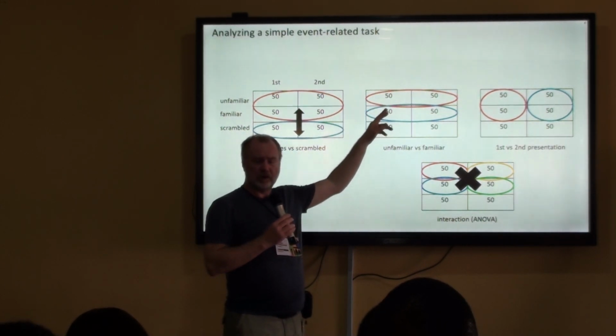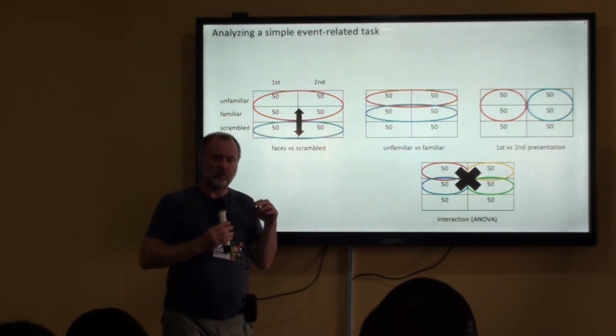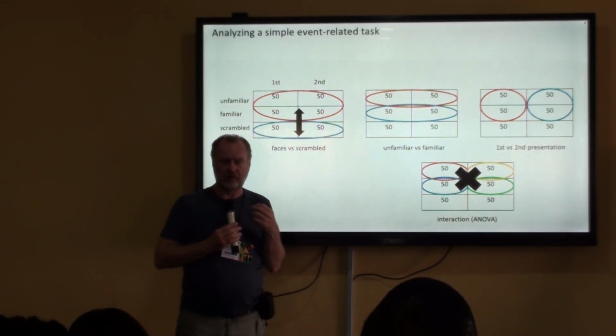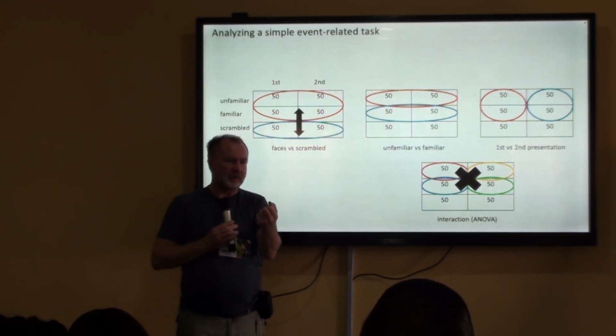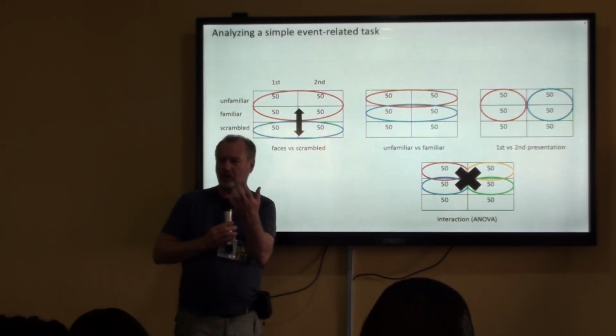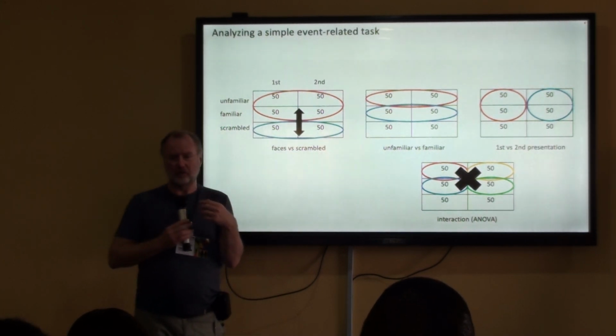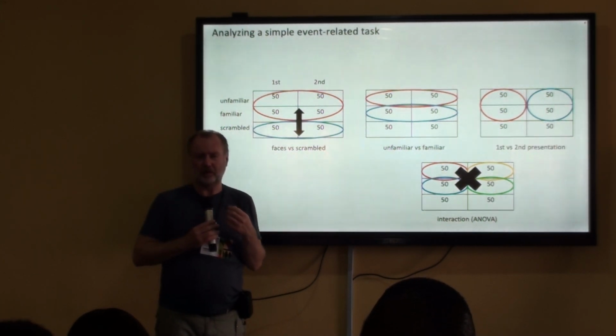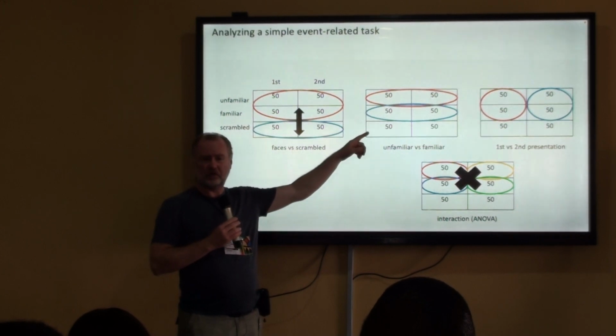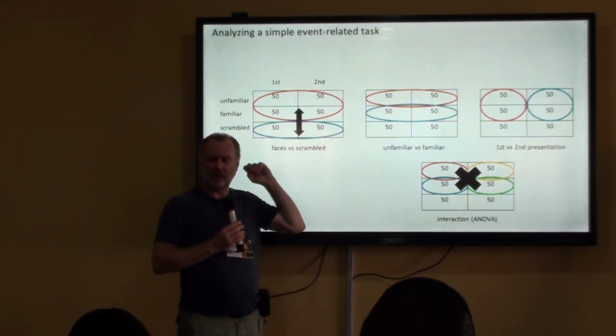We can look at the average of the familiar faces versus the average of the unfamiliar faces. Both of them have a face, so that part of the cortical activity is going to be the same. But the memory recollection of the familiar versus the unfamiliar faces is going to be different, because the unfamiliar faces are not stored in memory, whereas the familiar faces are.